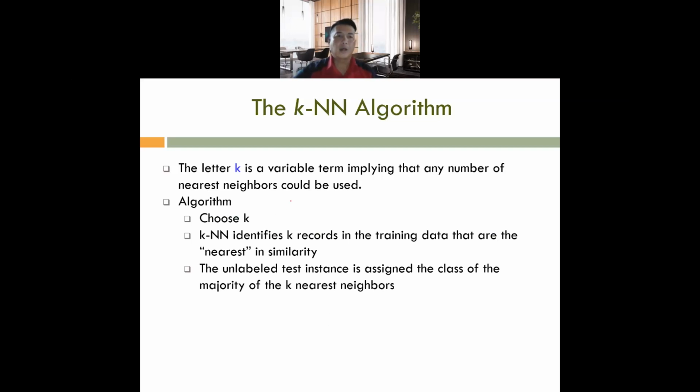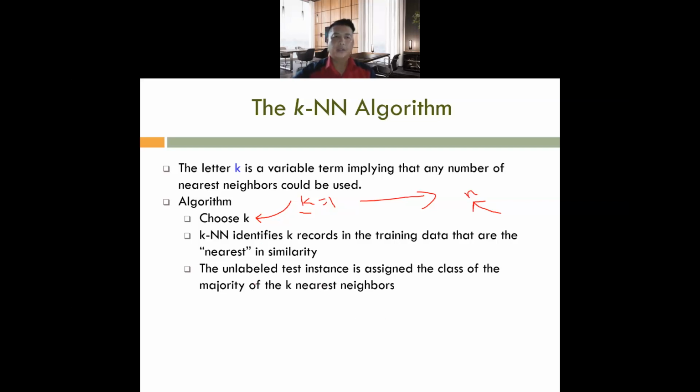But choosing k is another issue. So what is the best k? 1, 2, 3, 4, 5, and so on. If you want to perform an experiment, we have to start from 1 up to n. So this is the issue that we want to address. What is the optimum value of k? Because different data sets will give you different values of k that best classify your data.